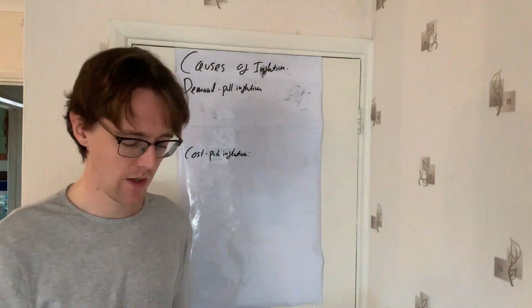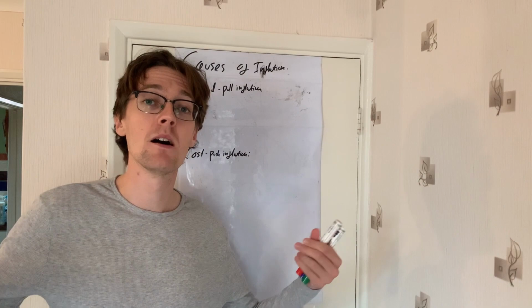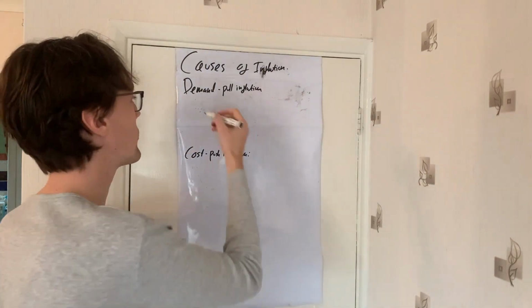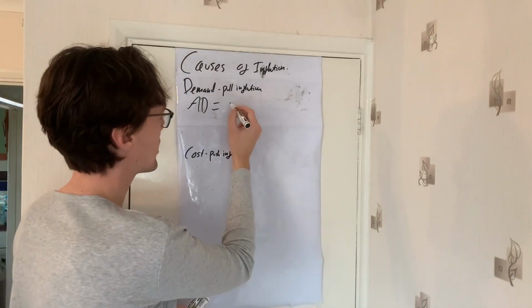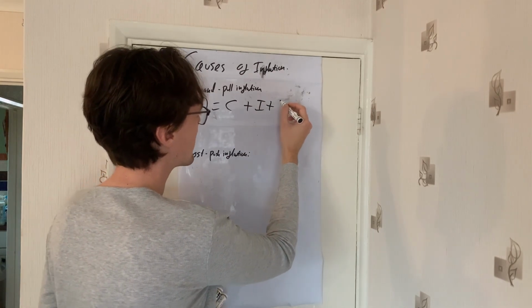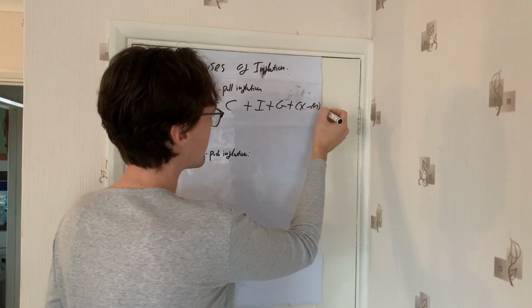So what's the difference between them then? Well, demand pull inflation is where prices are being pulled up by an increase in aggregate demand, or AD. Now AD is composed of consumption plus investment plus government spending plus exports minus imports.